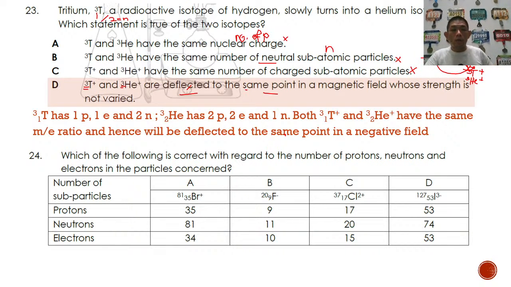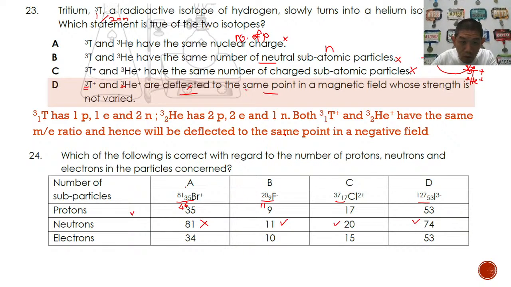Then we have 24. Which of the following is correct regarding the number of protons, neutrons, electrons, and particles? We have to check one by one whether they are correct or not. In terms of protons, all are correct, no problem. As for neutrons, you have to subtract the proton number from the mass number accordingly. Neutron 81 minus 35 gives 46, so automatically A is wrong. 29 minus 19 gives 11, which is correct. 37 minus 17 is 20, also correct. 127 minus 54 is also correct.